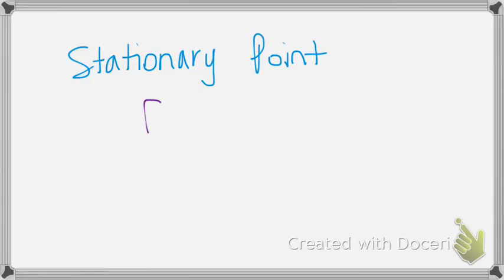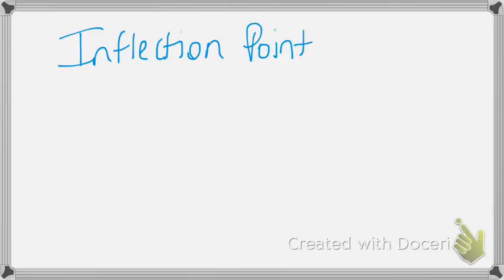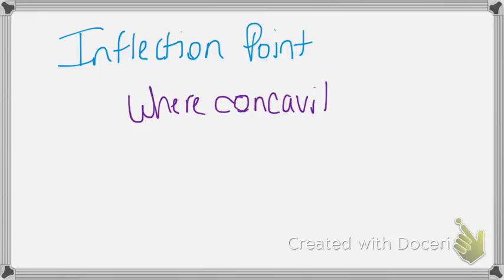A stationary point is a place where the derivative is 0, 0 only. So sharp points are not stationary. Stationaries are only places where the slope is 0. Inflection points are places where concavity changes.